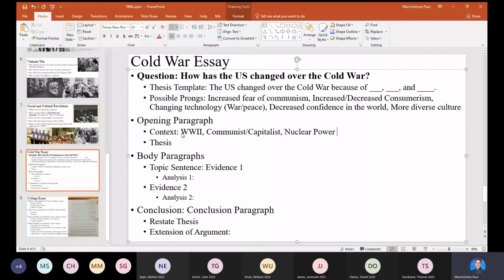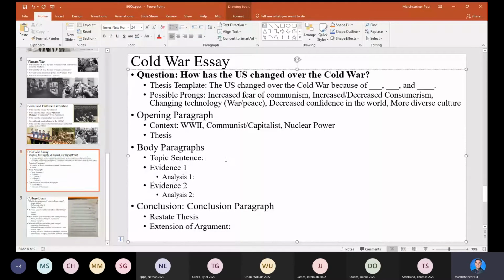So you want to start off your body paragraph with a topic sentence. Again, a topic sentence is a way to help guide your reader through your paper. It's to tell them up front, this paragraph is about this. Your reader should be able to read just your topic sentence and know what your entire paragraph is about without reading anything else. That's the goal.